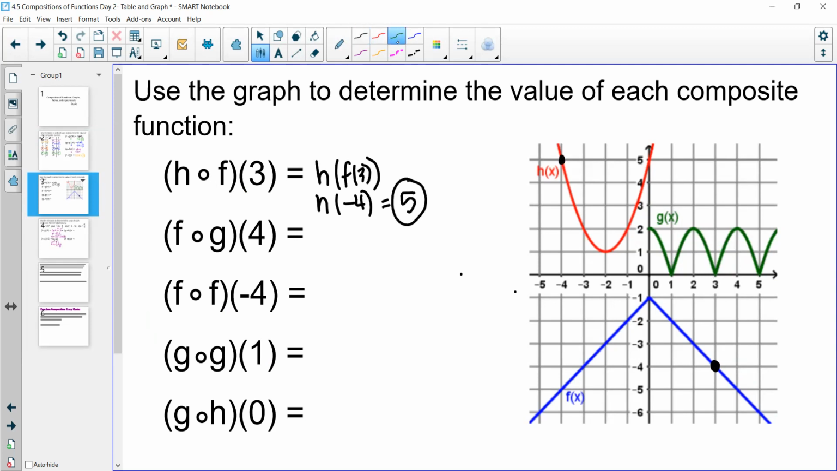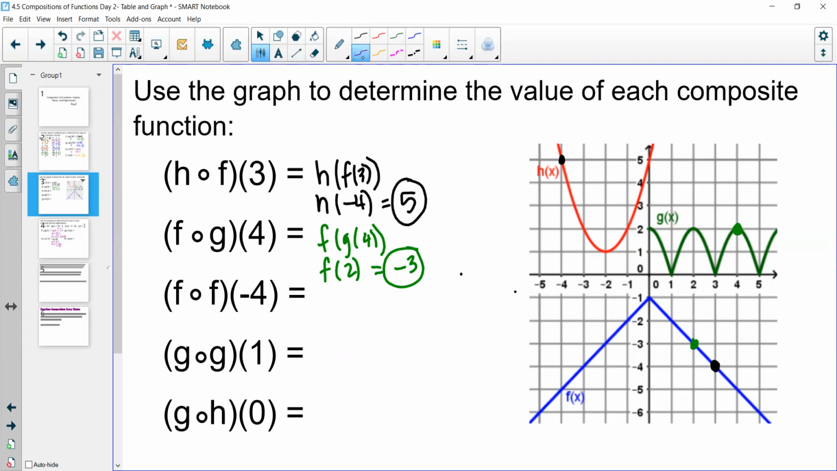Okay, now let's take a look at another example here. This one is going to be f composed of g evaluated at 4. And so we're going to go to g at 4, and we're going to see that it crosses right here at 2. So now we want to do f of 2. And when I look at function f at 2, we end up getting negative 3 for that answer. Oh, that circle didn't turn out.